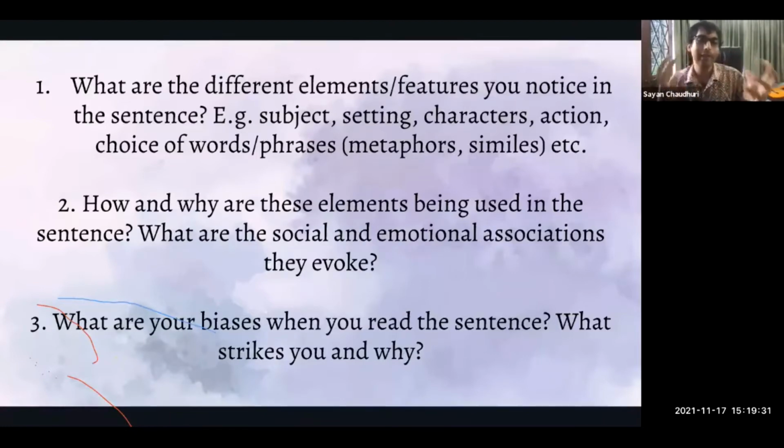Number two, we are also asking how and why these elements are being used. And this is where we start getting into the social, psychological, cultural understandings. Of course, we can further our research on it, but we already have some inklings. It's almost like you're a detective, you have some clues, right?